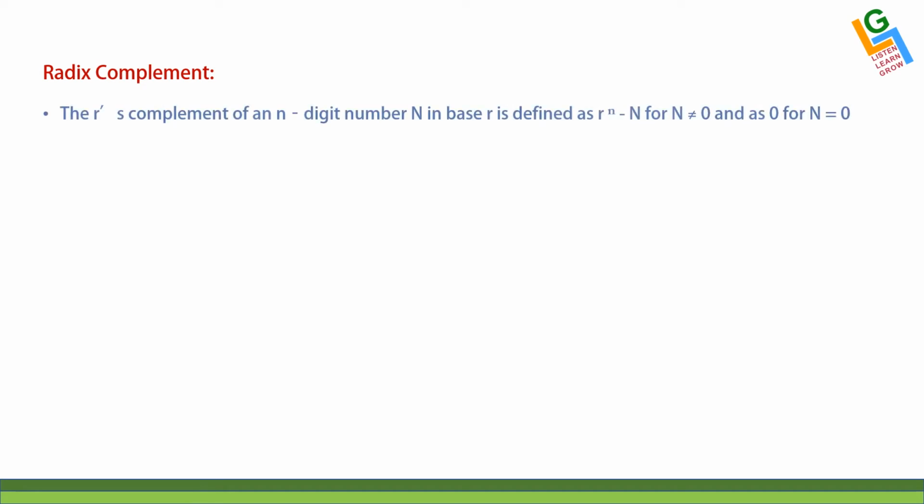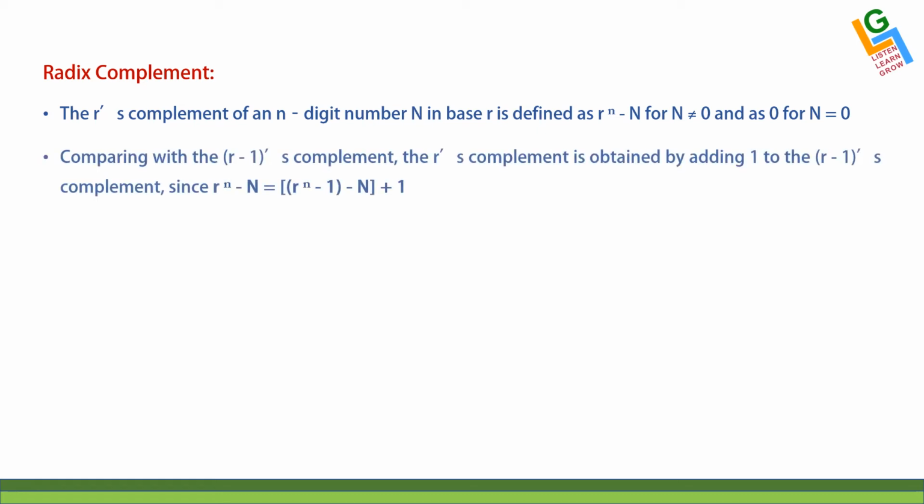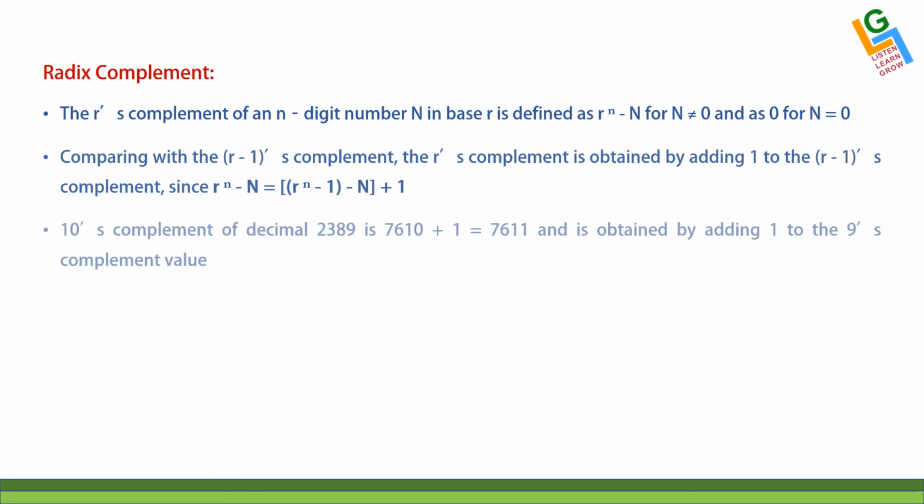Radix complement. The r's complement of an n-digit number N in base r is defined as r power n minus N for N not equal to 0 and as 0 for N equals 0. Comparing with the r-1's complement, the r's complement is obtained by adding 1 to the r-1's complement, since r power n minus N equals r power n minus 1 minus N plus 1.